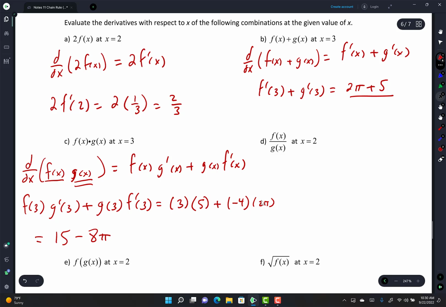I'm going to do this quotient rule, the one on letter D. I'm going to do that one in black. I can see some of y'all's pencils still moving, so I'm going to give you guys a little break.